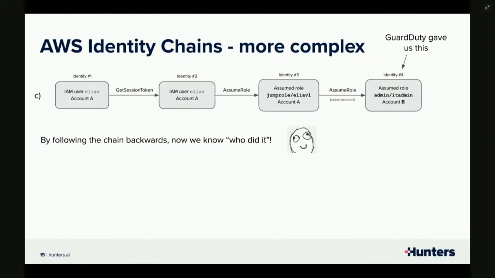So we need to know all these events, and we need to know how to follow them back in the chain by jumping between these different CloudTrail events. And by following the chain backwards, we know who did it. Now there's a larger list of these events. Kinnaird is giving a talk, I think later today, and has a repository with all these events.